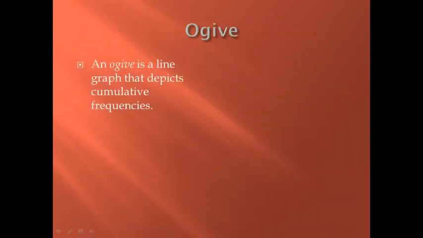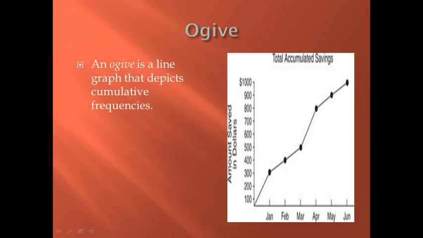An ogive, this is something new. An ogive is a line graph that depicts a cumulative frequency. You can see the one at the right. Obviously, if it's depicting a cumulative frequency, we want to see the line graph going up, not at a constant rate, but always going up. Again, the graph is called an ogive.